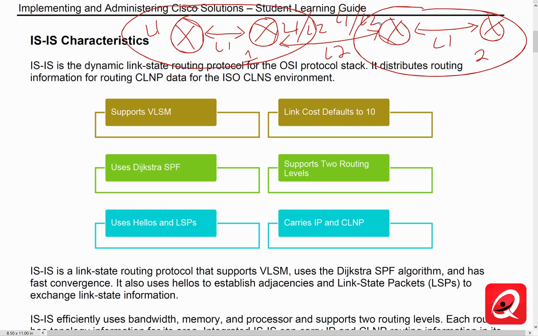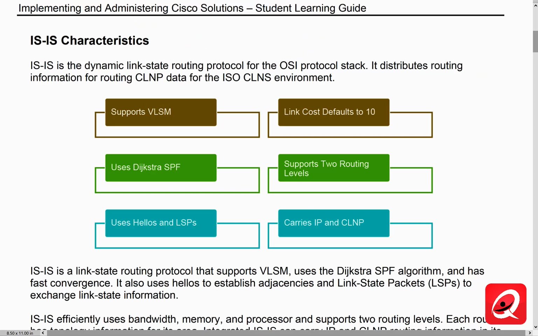Now the level 1/2 routers will establish two different adjacencies. They'll form an L1 adjacency with the other router that's in the same area, which is the router on the right and the left respectively, and then they'll form a level 2 adjacency with the routers in the other areas. And that essentially would create my backbone in this particular case.